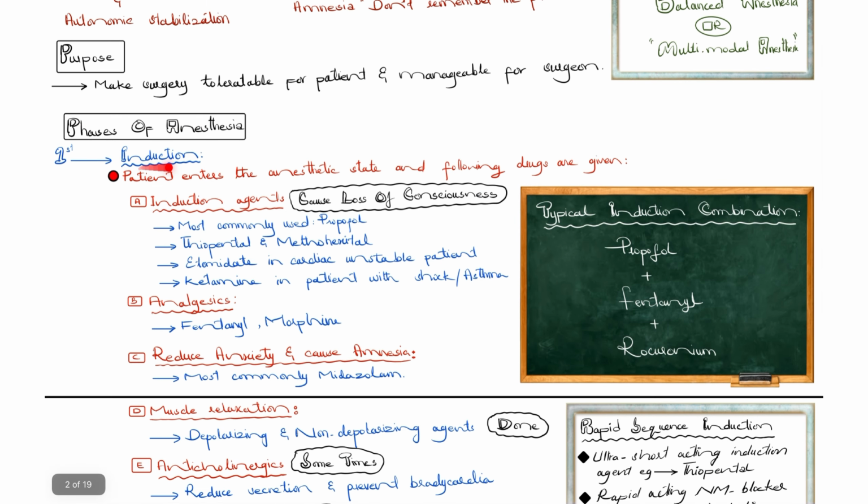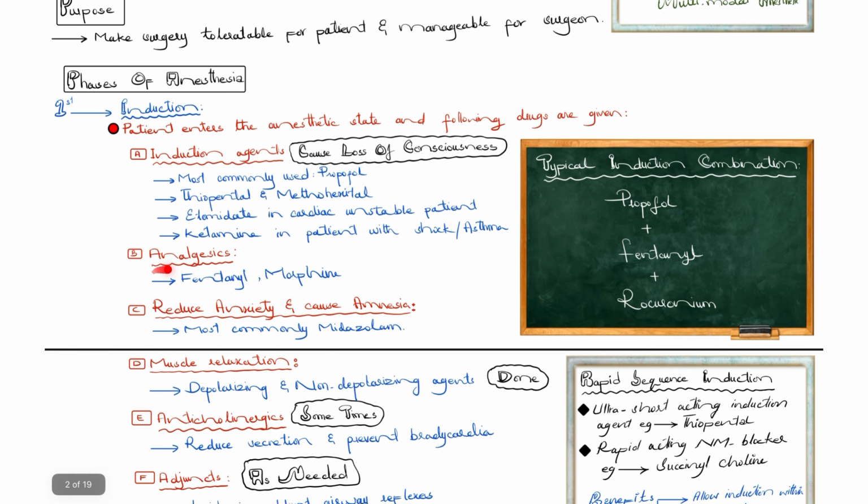In the induction, the patient enters the anesthetic state and the following drugs are given. Number 1 is the induction agent. The induction agent causes loss of consciousness, and the most commonly used induction agent is propofol, and thiopental and methohexital are also used in rapid sequence induction. We will talk about this in the coming lecture. Etomidate is a drug of choice for cardiac unstable patients, and ketamine is a drug of choice for patients with shock or asthma.